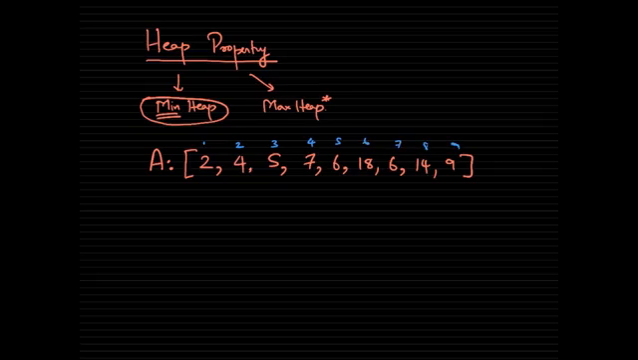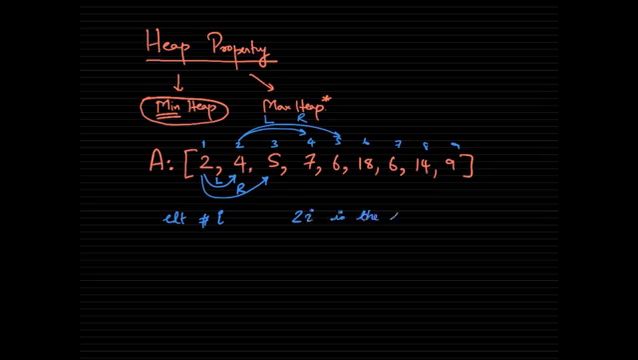Here is the thing. If I have element number 1, then element number 2 is called the left child, and element number 3 is called the right child. Likewise, for element 2, element number 4 is called the left child, and element number 5 is called the right child. In general, if you have element number i, then 2i is the left child, and 2i plus 1 is called the right child.